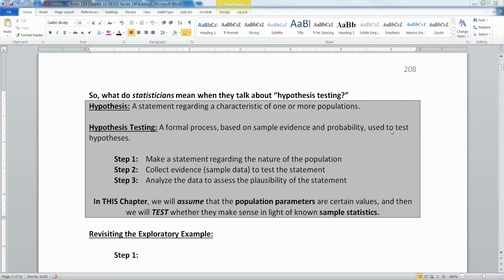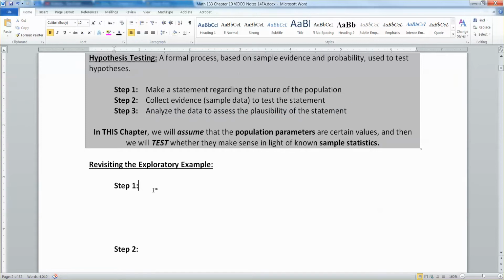Now, it seems kind of crazy, but they do this all the time. Like, I suppose that my new drug is going to cure cancer. Then I go give the drug to people, and then I check whether it did, right? Okay, so in this chapter, we will assume that the population parameters are certain values, and then we will test whether they make sense in light of known sample statistics. That's what our basic plan is.